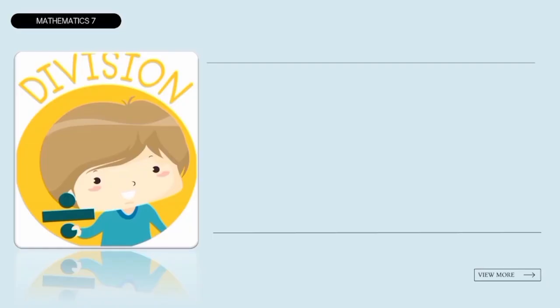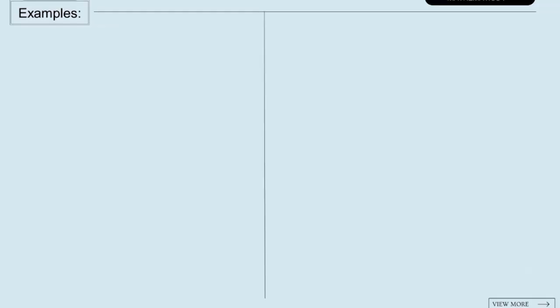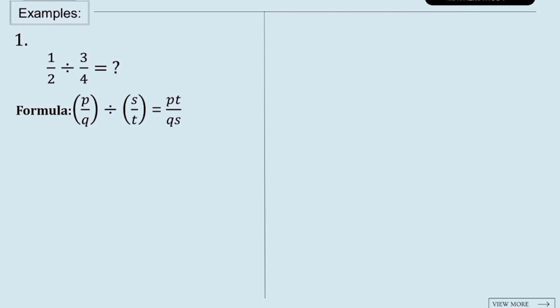Lastly, we have division. If P over Q is divided by S over T, then it is represented as P over Q divided by S over T is equals to PT over QS. So for example, number 1, 1/2 divided by 3/4. So our formula is P over Q divided by S over T is equals to PT over QS.